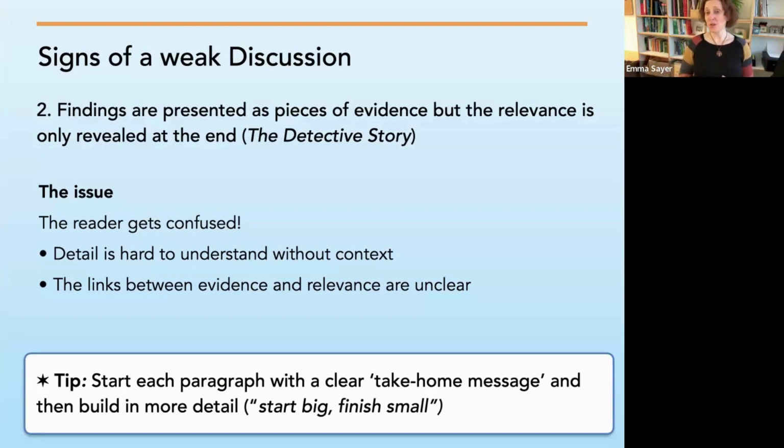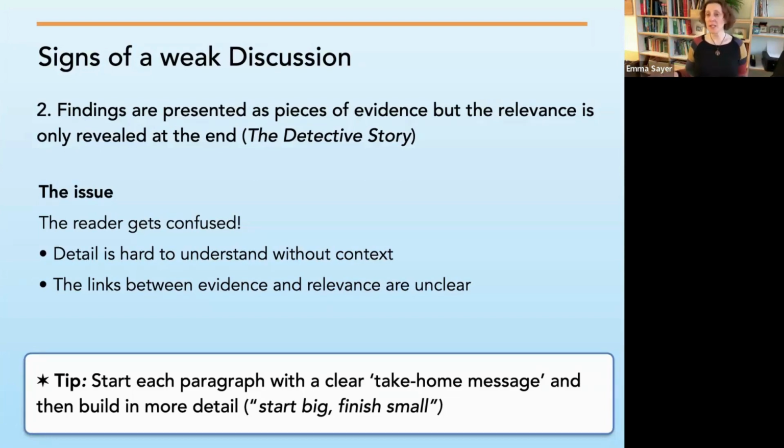So the reader gets confused because you're giving them lots of details without the context they need to understand the details. And the links between the evidence and the relevance are unclear because you're giving the evidence before you've really addressed the relevance of the details that you're providing. So a really good way of avoiding this is to start each paragraph with the take-home message. So, you know, actually say, what is the big finding? And then present the steps, the evidence.